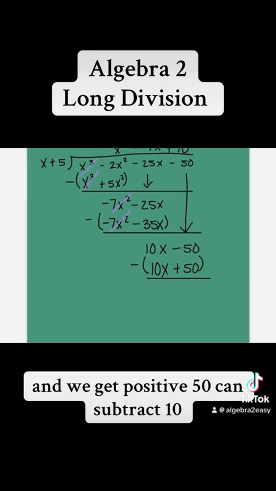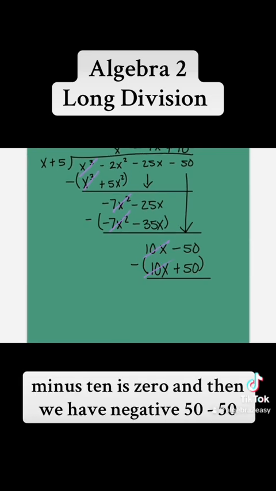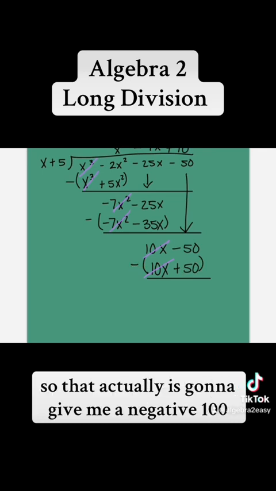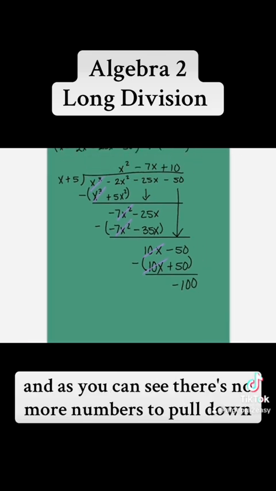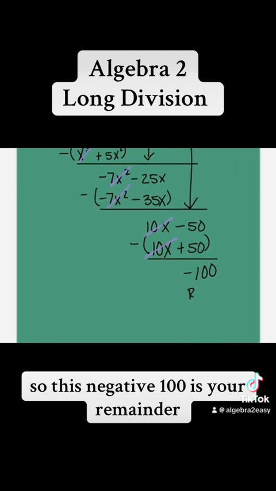We can subtract. 10 minus 10 is 0. And then we have negative 50 minus 50. So that actually is going to give me a negative 100. And as you can see, there's no more numbers to pull down. So this negative 100 is your remainder.